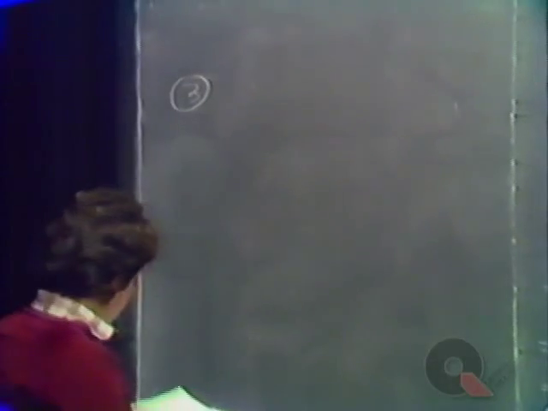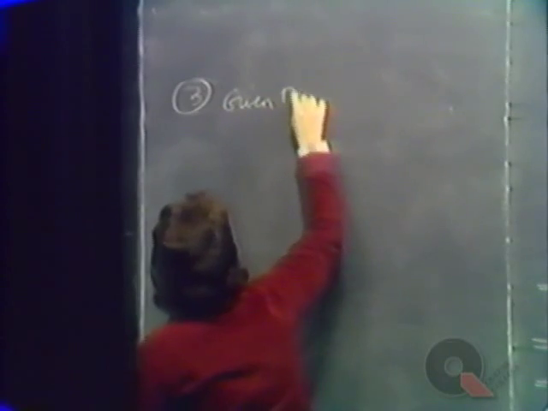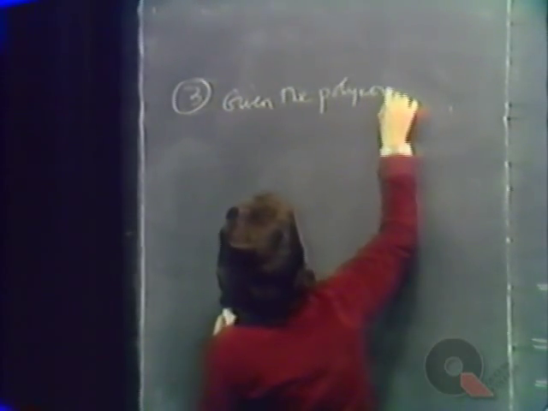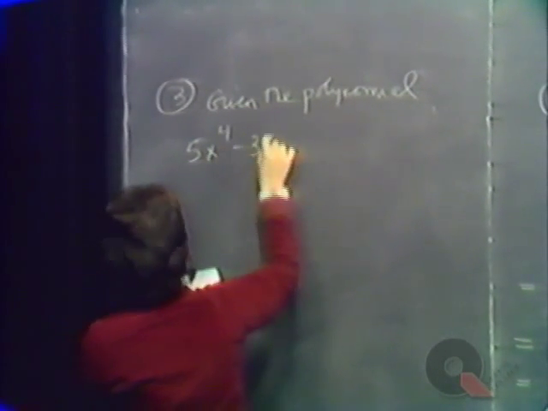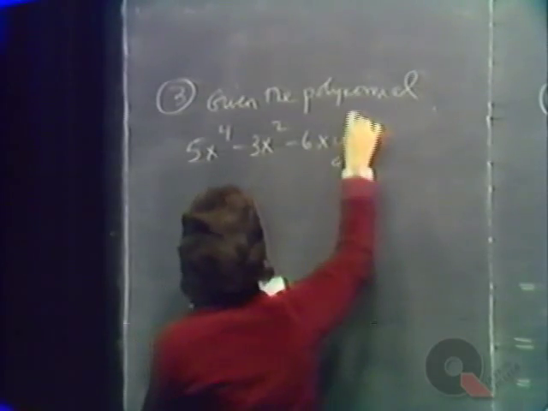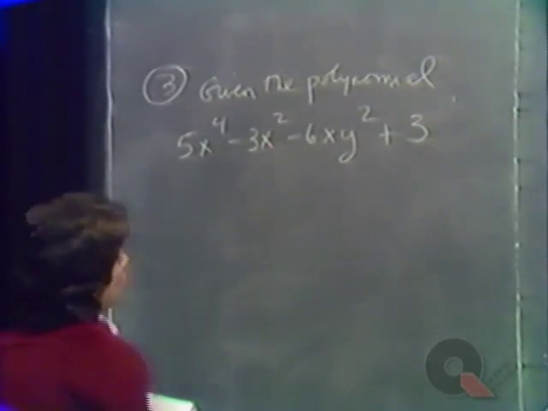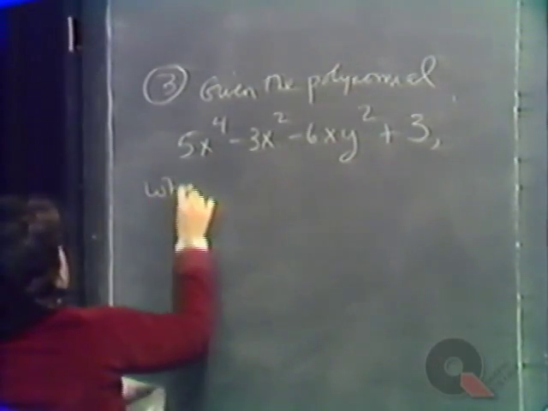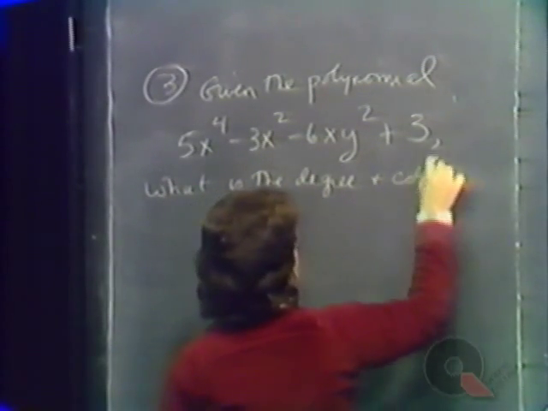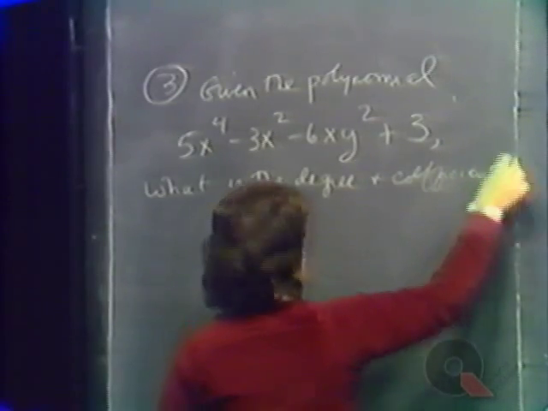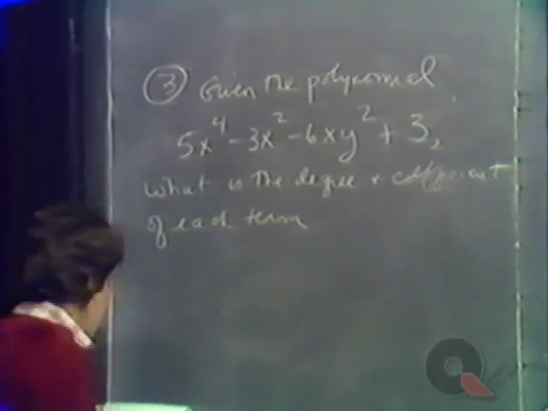For our next example, I'm going to give you a polynomial. Five x to the fourth minus 3x squared minus 6x y squared plus 3. I want to find the degree and coefficient of each term, and also the degree of the polynomial.